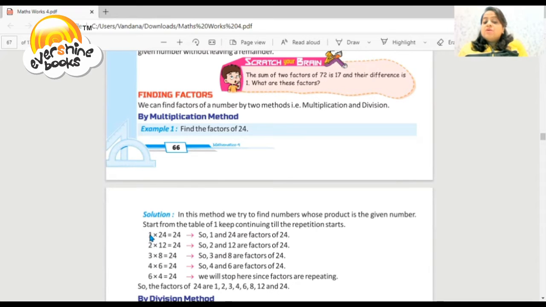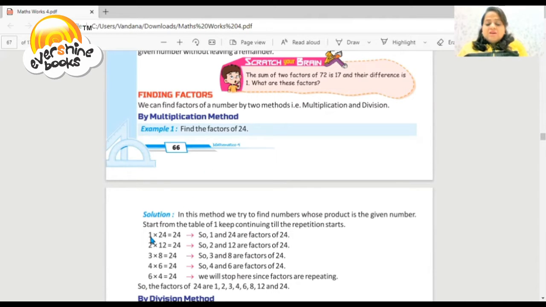It means 1 and 24 are the factors of 24, and 2 multiplied by 12, both 2 and 12 are the factors of 24. 3 and 8 are the factors of 24. 4 and 6 are the factors of 24, and 6 and 4 also are the factors of 24. So the factors of 24 are 1, 2, 3, 4, 6, 8, 12 and 24.